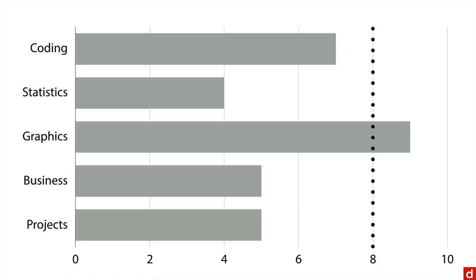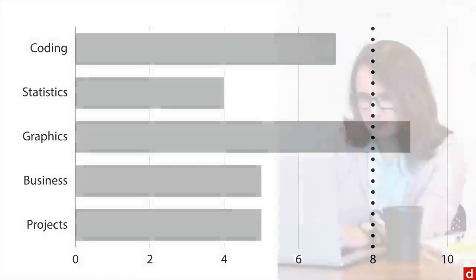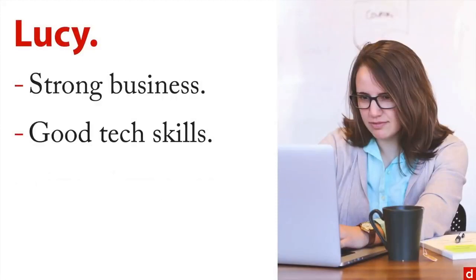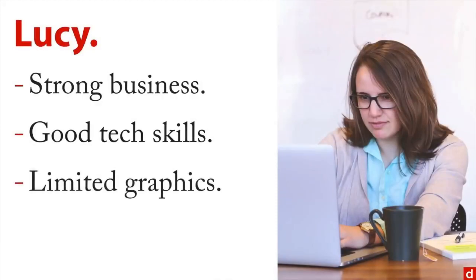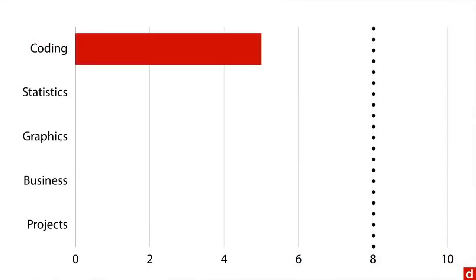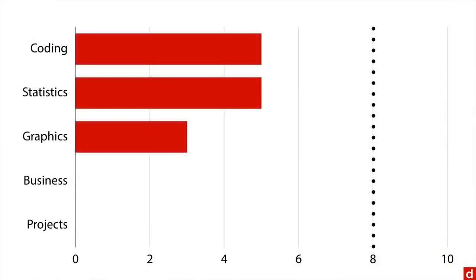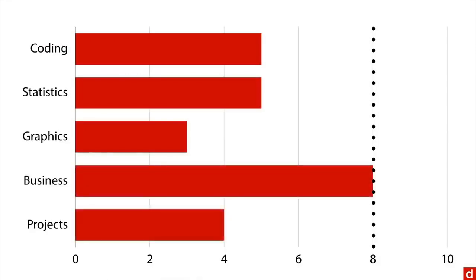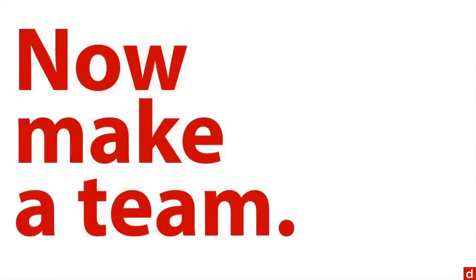On the other hand, let's pair him up with somebody else. Let's take a look at Lucy. And Lucy has strong business training, has good tech skills, but has limited graphics. And so if we get her profile on the same thing that we saw, there's coding, pretty good. Statistics, pretty good. Graphics, not so much. Business, good. And projects, okay. Now, the important thing here is that we can make a team.